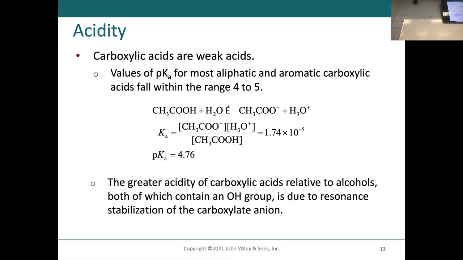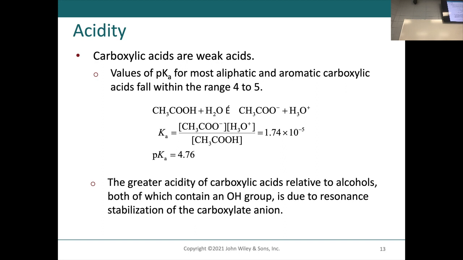You just determine the Ka, right, which is products over reactants. So the products is H3O plus, acetate negatively charged, over the carboxylic acid, okay? And you figure out what the concentrations of all these things are. You can figure out what the Ka is. You then take that number and you take the negative log of it, and that gives you the pKa.